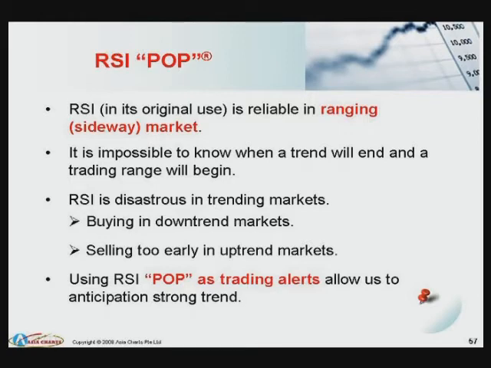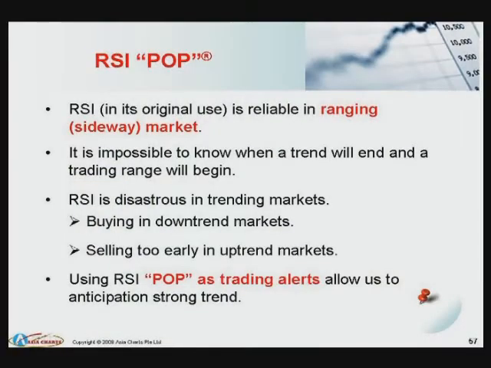Now, selling too early in uptrends because overbought. Overbought means expensive. Expensive means must sell, right? So there's a tendency for people to actually sell in an uptrend market. Sell too early using those indicators. Now what happens is that using RSI, we actually use it as an alert, that's all. Not yet a trade, just an alert. This just gives you an alert that probably a strong trend is coming.